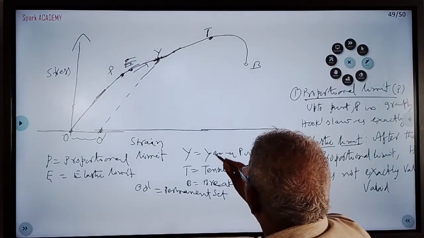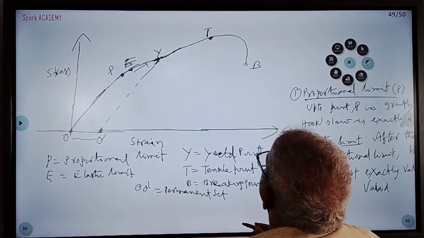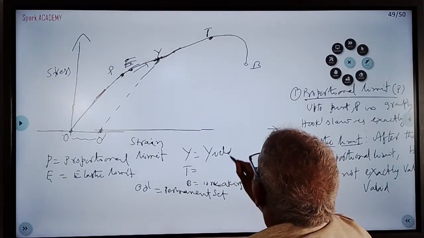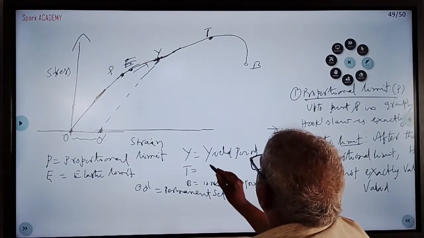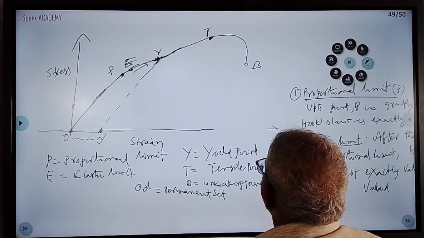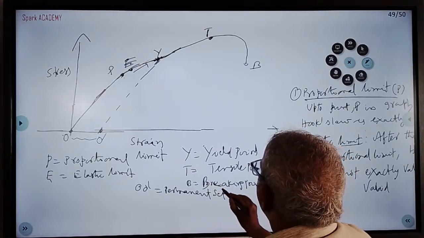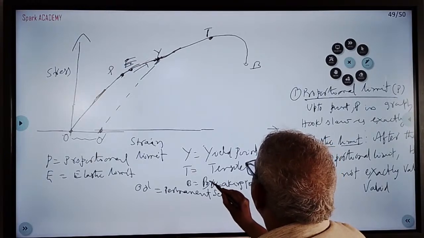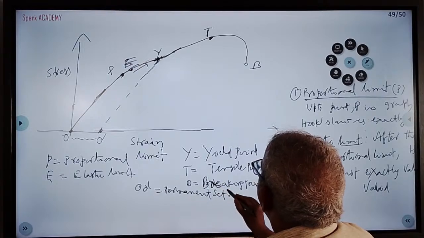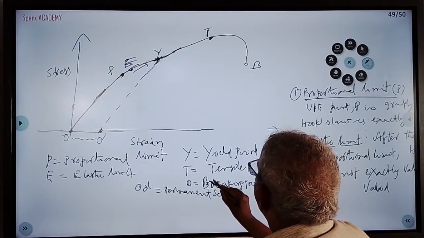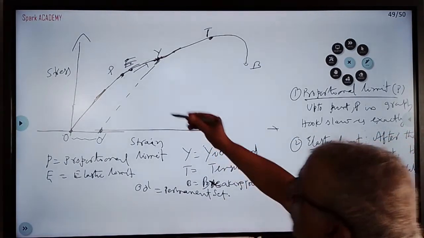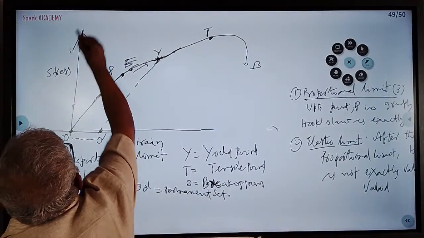This is the yield point. What is Y called? Yield point. What is T called? Tensile point. B is called the breaking point. O dash is the permanent set. This is called the breaking point. I think you understand. Please keep this graph in your mind, students.